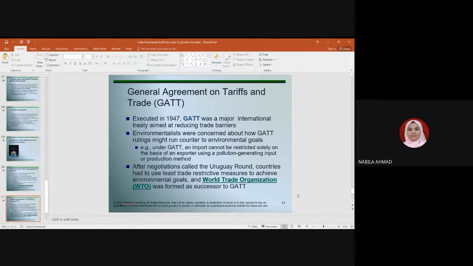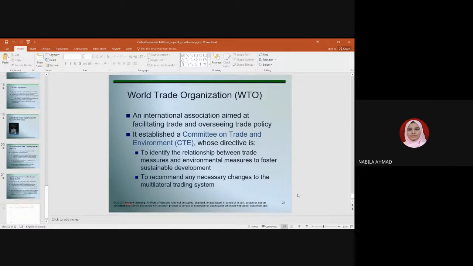And then kita ada General Agreement on Tariff and Trade, GATT, executed in 1947. So GATT was a major international treaty aimed at reducing trade barrier. Okay, reduce the trade barrier. Environmentalists were concerned about how GATT rulings might run counter the environmental goal. And then we have World Trade Organization. After negotiation, kita panggil sebagai Uruguay round, countries had to use least trade restrictive measure to achieve environmental goal. So gunakan restriktif boleh, kita restrict, kita guna protectionism, kita guna tariff and so on boleh, tetapi kita kurangkan dia punya amount of restriction tersebut.